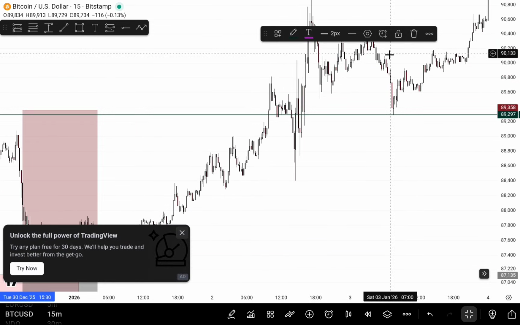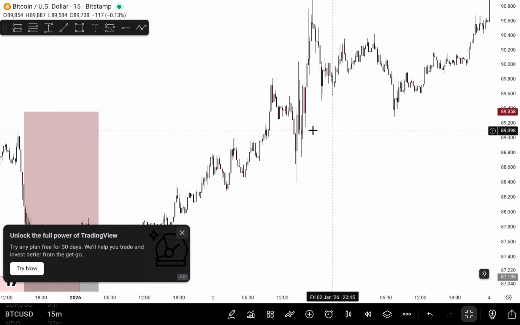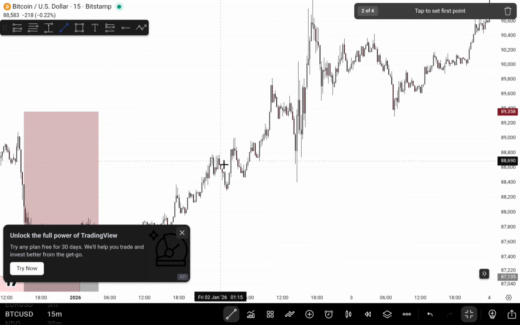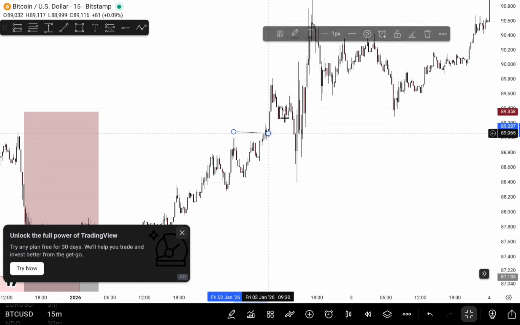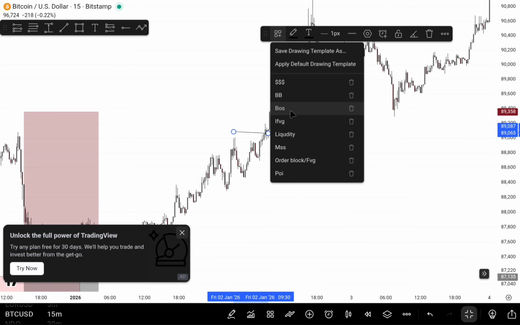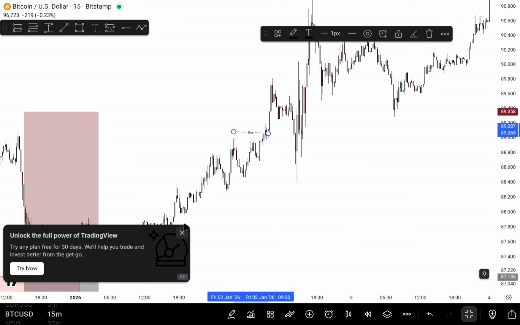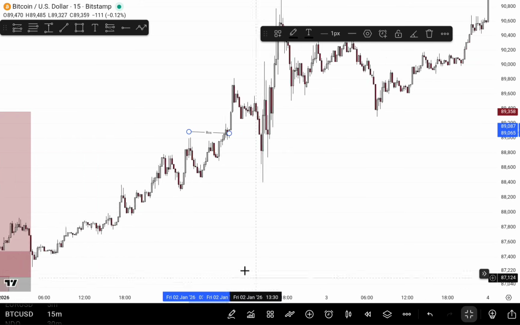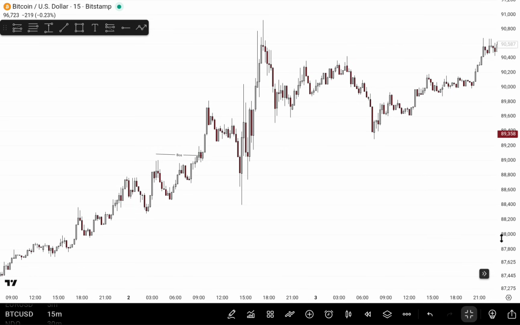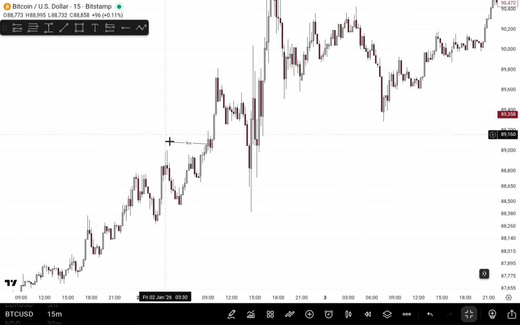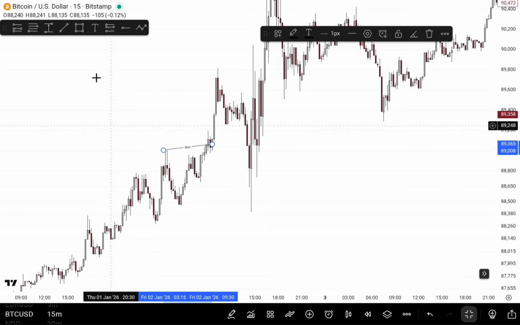After that, let's see something. I want to show you something which is very much important. We have this break of structure to the upside, right? Since we have this break of structure to the upside, let me just zoom in for more chart clarity. So we have this break of structure to the upside at the spot. We have this break of structure to the other side.